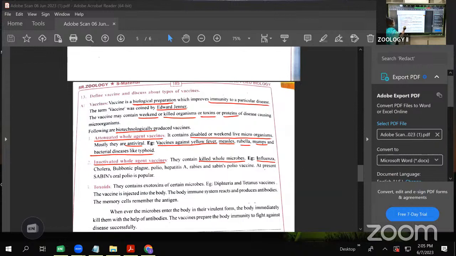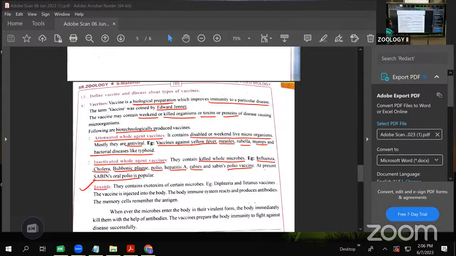Cholera, bubonic plague, polio, hepatitis A, rabies, and oral polio are also prepared by inactivated whole agent vaccines. Clear? This one is the second type. And the last type is the toxoids. The microbes release toxins, and through the toxins we prepare the vaccines that we call toxoids.